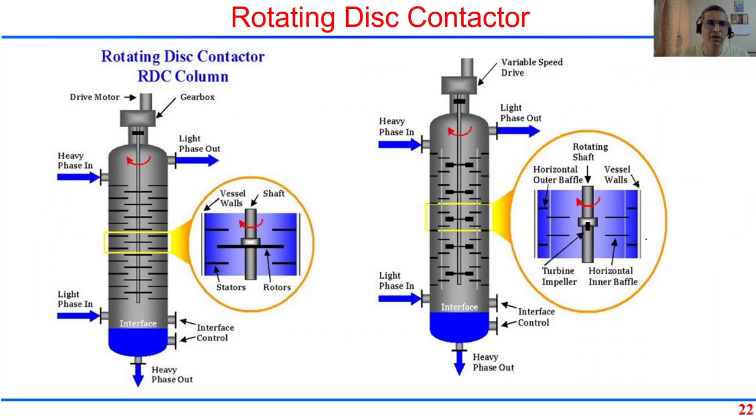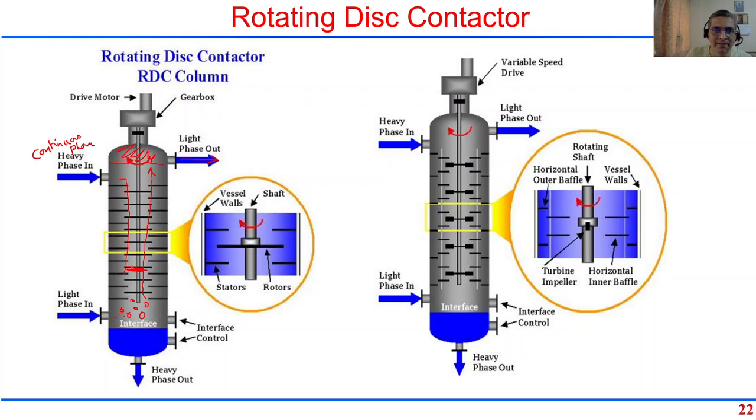Whereas if you think about a rotating disc contactor, what you will have is a light phase which will come in. You will have droplets being formed here. These droplets will move up. They will get separated here, and then the light phase will go out. The heavy phase, let's say, is a continuous phase. It will go downwards in the column.